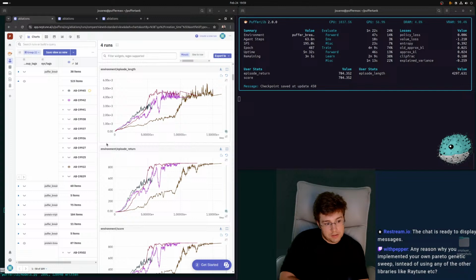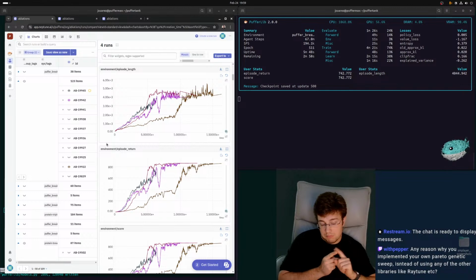Any reason why you implemented your own Pareto genetic sweep instead of other libraries? They don't have that algorithm and mine's better. Simply enough. They don't have the algorithm. My code is better.